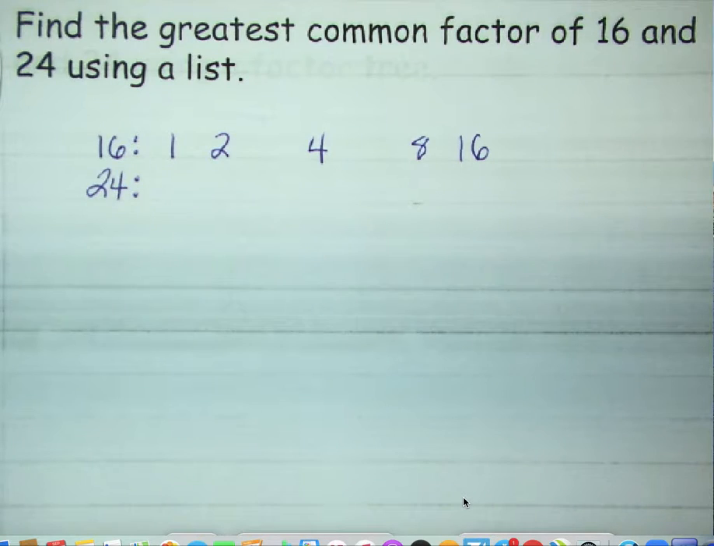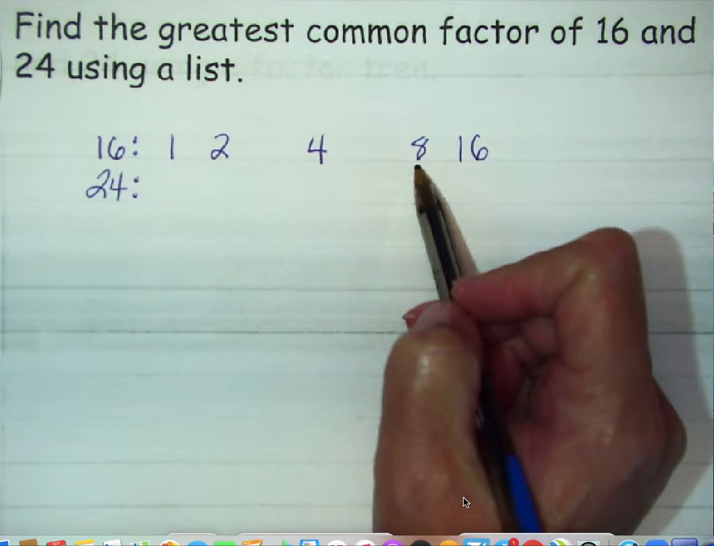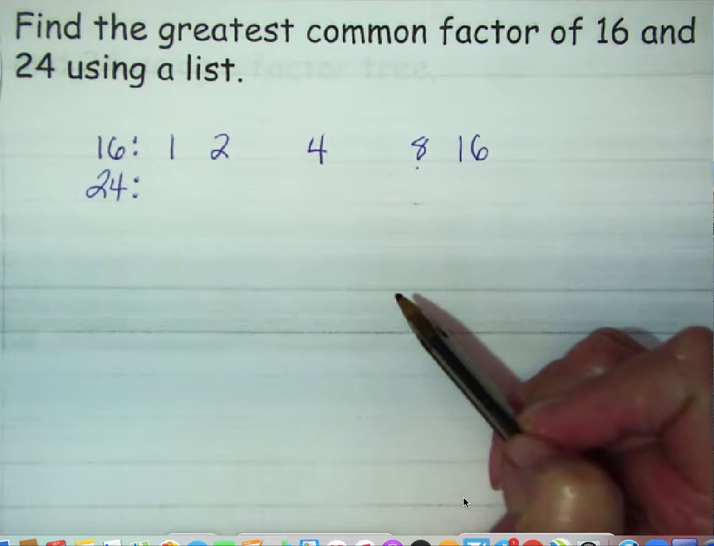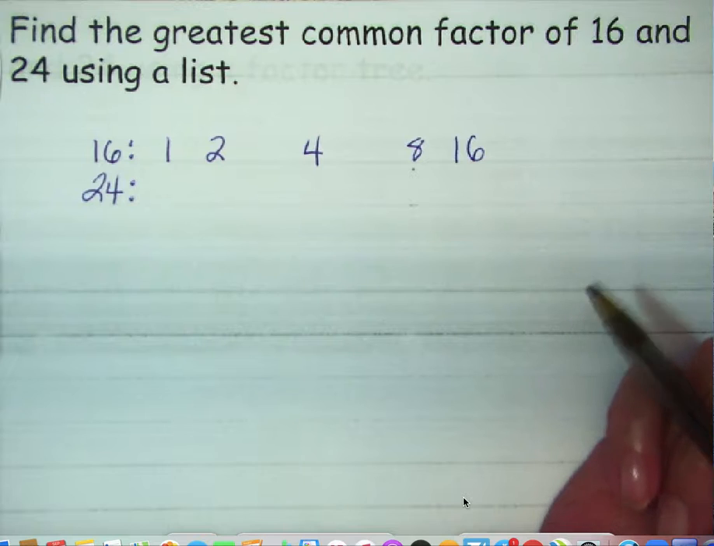Now, is there any need for me to go any further? No, because I know it's not divisible by 5. I know it's not divisible by 6. I know it's not divisible by 7. It is by 8, but I've already got that listed. So at this point, that would just be repetitive. Okay? All right. So those are my factors of 16.